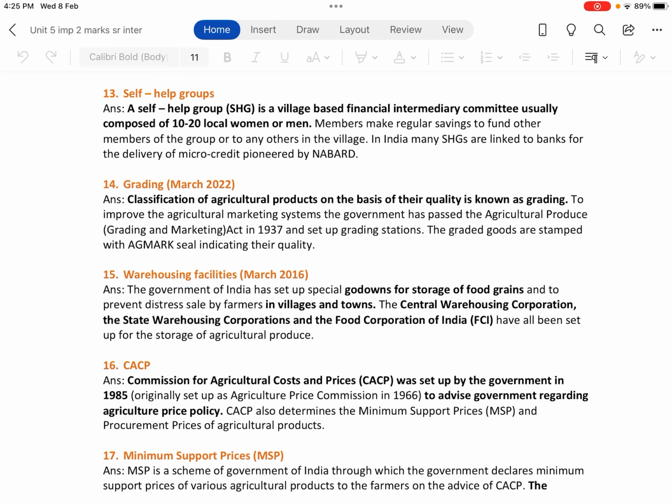To improve the agricultural marketing systems, the government has passed the Agricultural Produce Grading and Marketing Act in 1937 and set up grading stations. The graded goods are stamped with the AGMARK seal indicating their quality.